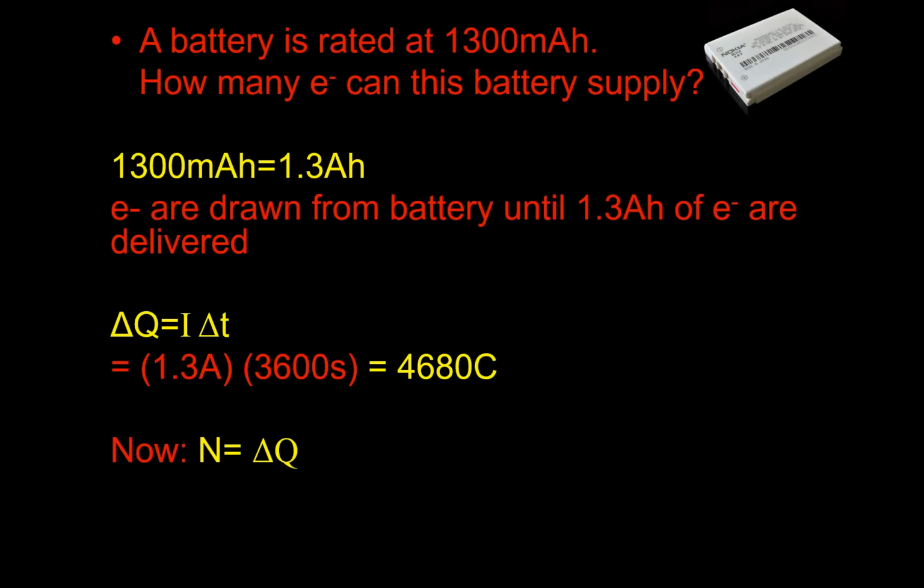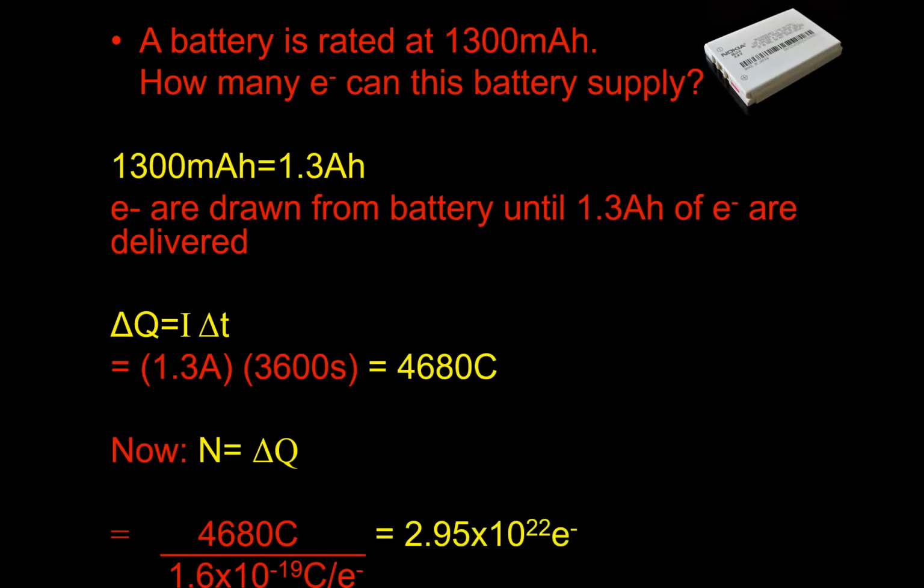So now we can say N is equal to how much charge has passed. So N is essentially going to be our charge divided by that of the electron. So delta Q over the electron's charge. So 4,680 coulombs over 1.6 times 10 to the minus 19 coulombs per electron. So that'll give us 2.95 times 10 to the 22 electrons.